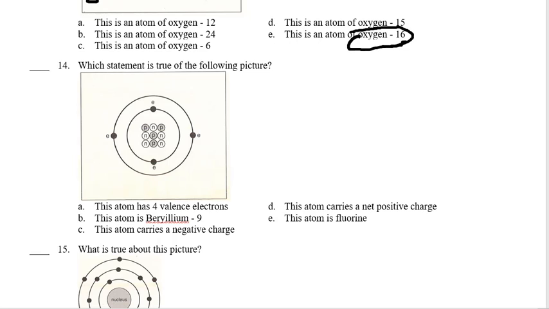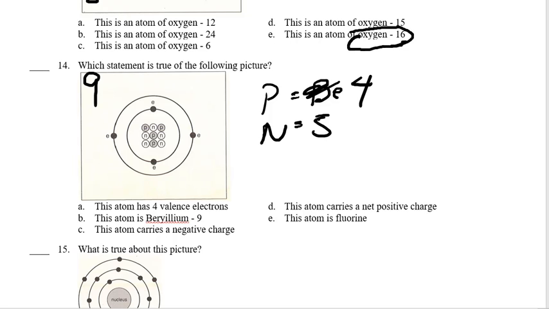Okay, which statement is true for the following picture? 1, 2, 3, 4 protons. 4 protons is beryllium. I see the neutrons, 1, 2, 3, 4, 5. So I have 5 neutrons. Protons, I have 4, okay, for beryllium. So mass is 9. Atomic number is 4. And it's a neutral atom because I see 4 electrons. So yeah, this is beryllium, mass 9. So the answer is B.